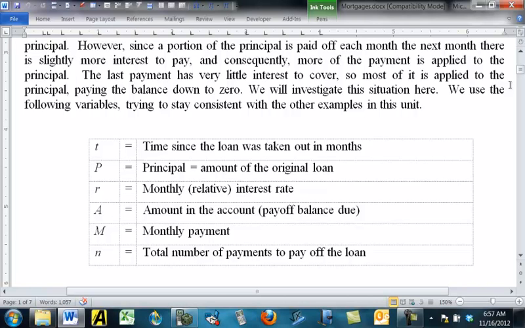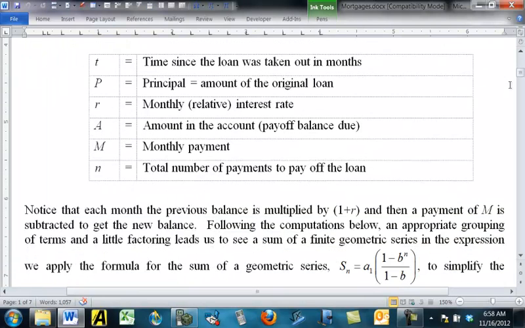So N is actually a time as well, but it's the time specifically to when you're going to have a zero balance. So what you do is you take each month your balance at the beginning of the month, of the previous month. It's been sitting there earning interest for the bank, charging you interest all month. So you multiply by 1 plus R. So you multiply that by the R, and that gives you your interest.